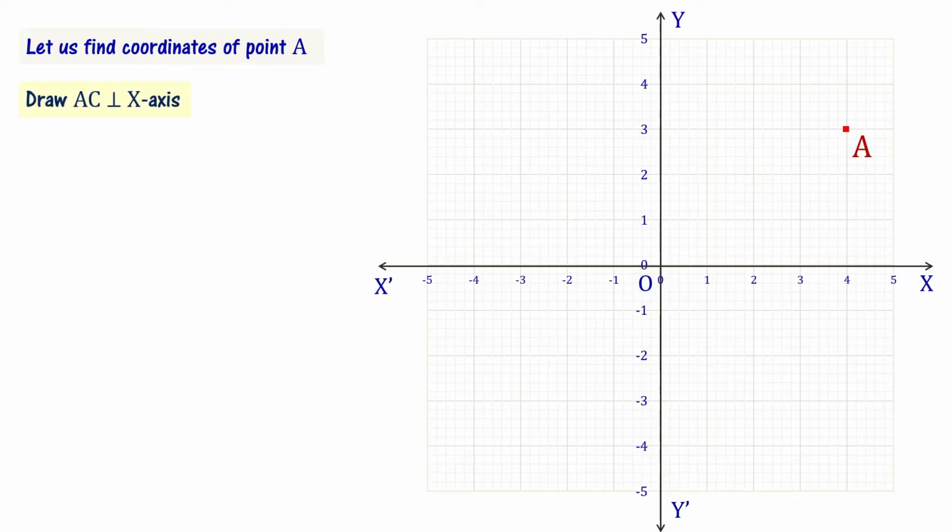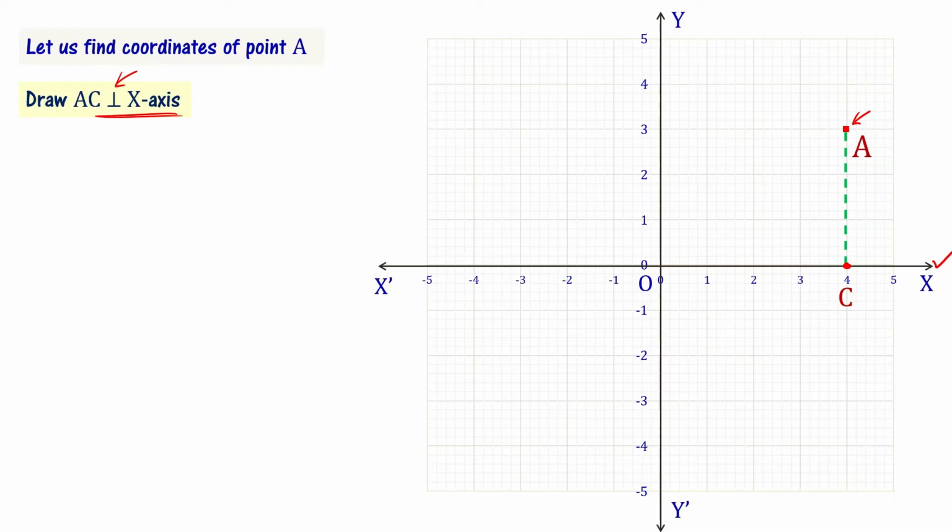Let us draw a line AC perpendicular to x-axis. This is the perpendicular to symbol, right? Draw line AC perpendicular to x-axis. The x-axis is here. Starting from the point A, you have to draw a perpendicular line to x-axis. When drawn, we get a point, and I am calling this point C.